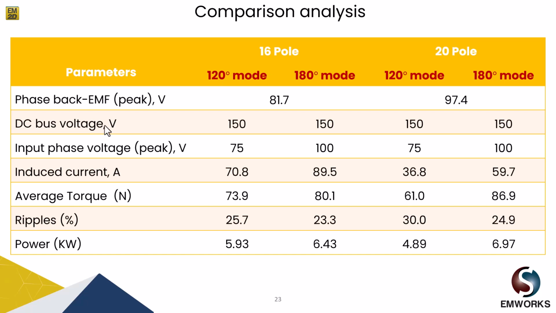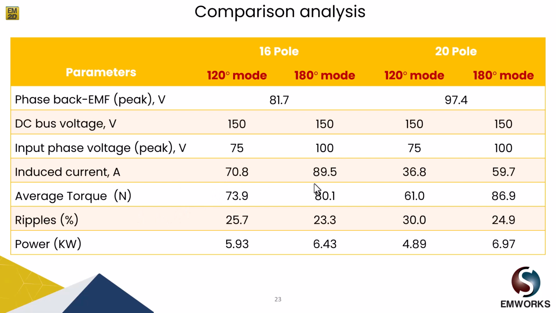Then the next is the DC bus voltage, which is the same for all modes of commutation in both designs, whether it's 16 or 20 pole. We kept the DC bus voltage the same so that we can have a comparison analysis between these designs. But obviously when we go for 120 degree mode, the peak voltage we get is 75 volt, and for 180 degree we get 100 volt, which is very similar in both cases.